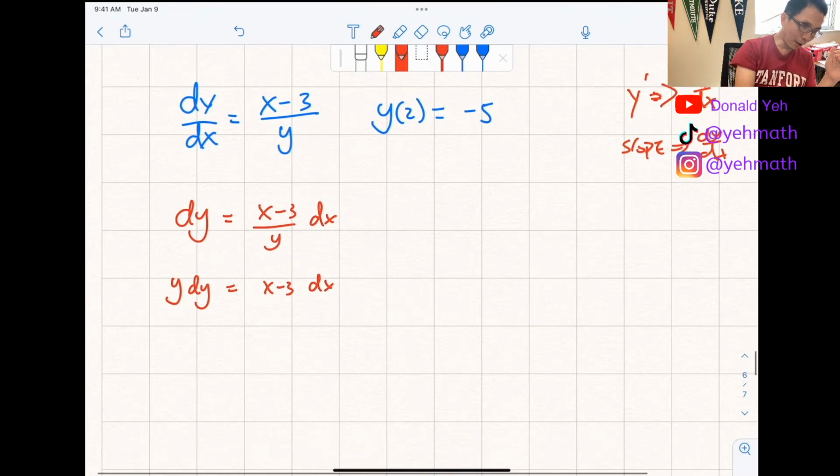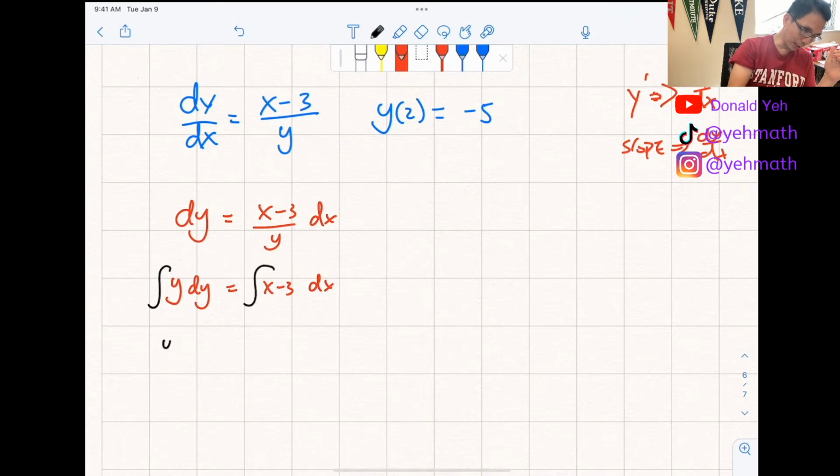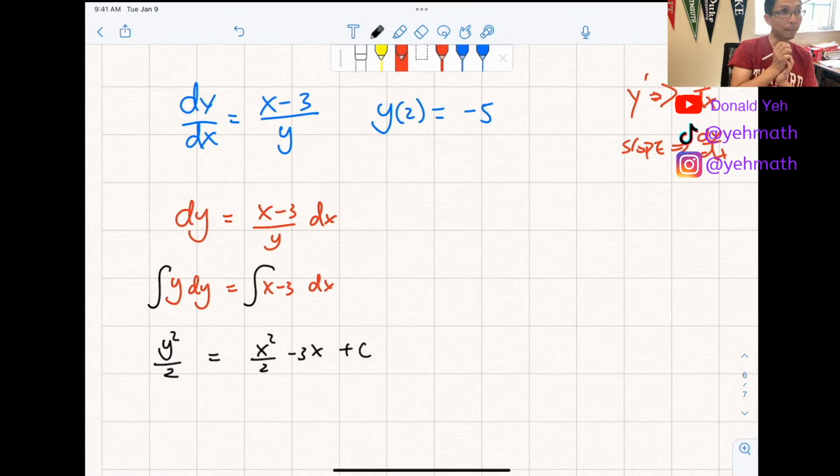So what you're gonna do now, you're gonna take integrations. If I integrate this, that's gonna give you y squared over 2. Now you're gonna say, do I do plus c? No, you don't. You're gonna do plus c on the other side. X squared over 2 minus 3x plus c. Is that okay? So only plus c on the right hand side.